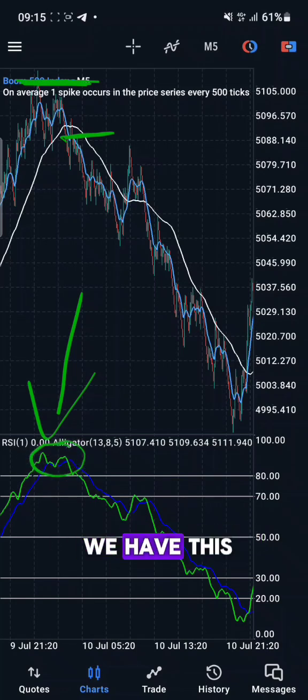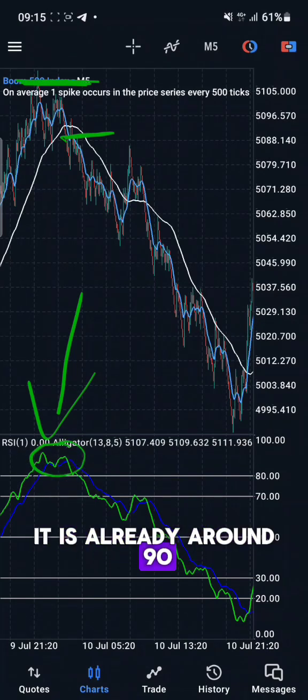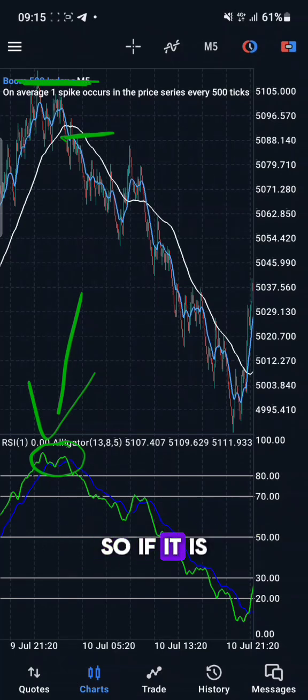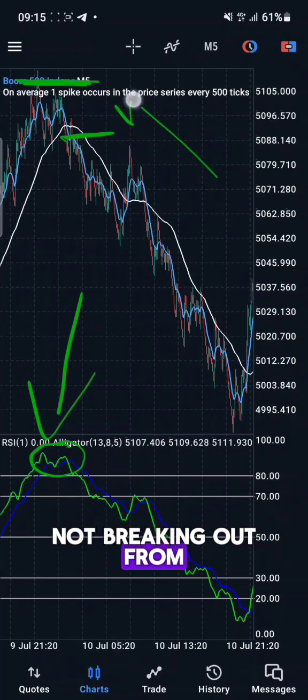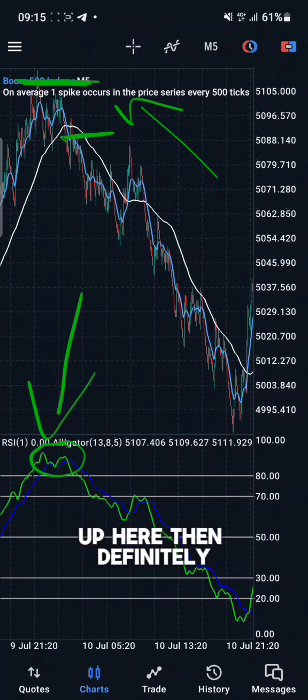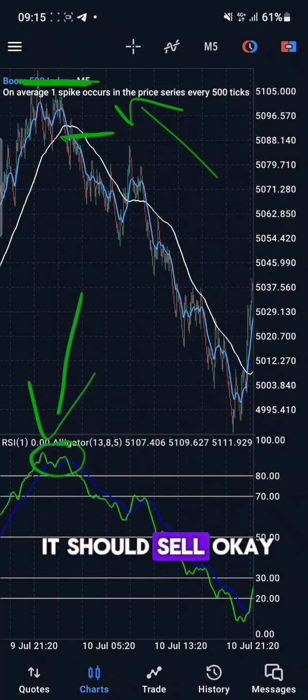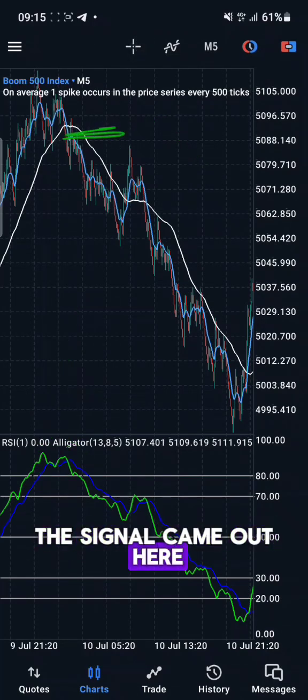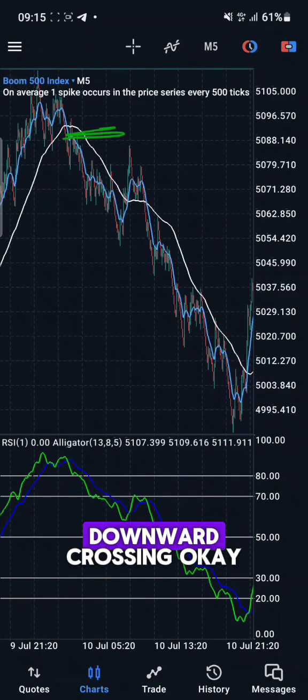Where do we have this? It is already around 90, which means that the market has overbought. Okay, so if it is not breaking out from the resistance zone up here, then definitely it should sell. Okay, so we should just wait for the signal to go into a sell trend. Okay, and the signal came out here, where we had a downward crossing.